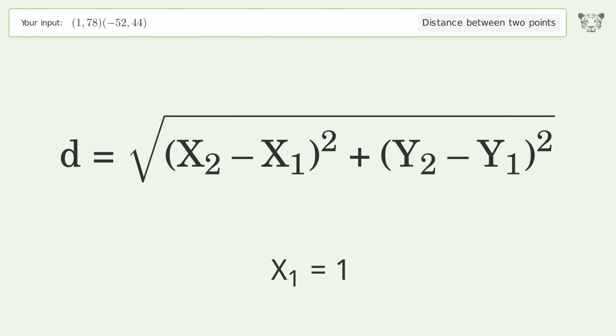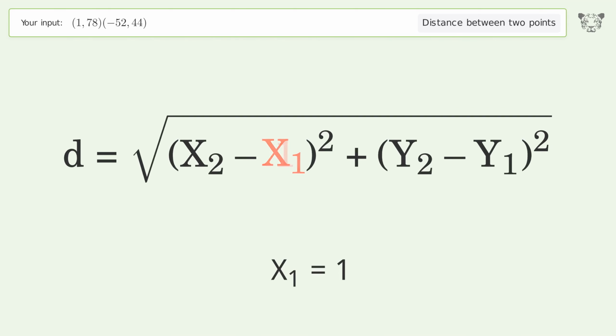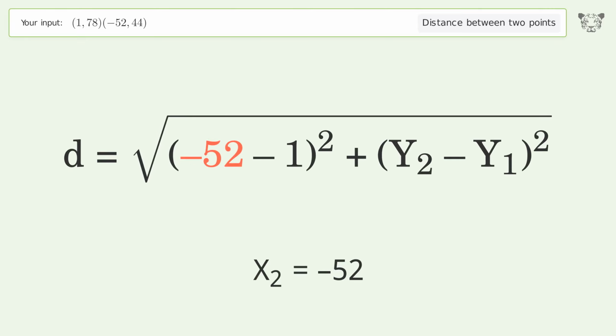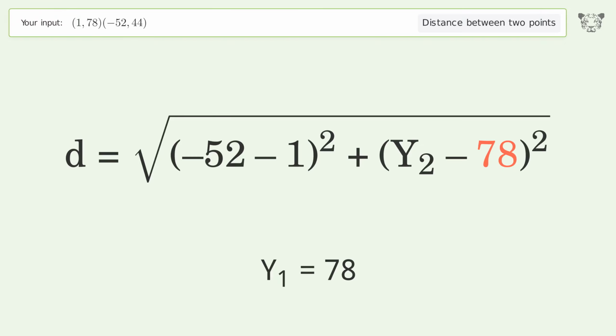x1 equals 1. x2 equals negative 52. y1 equals 78. y2 equals 44.